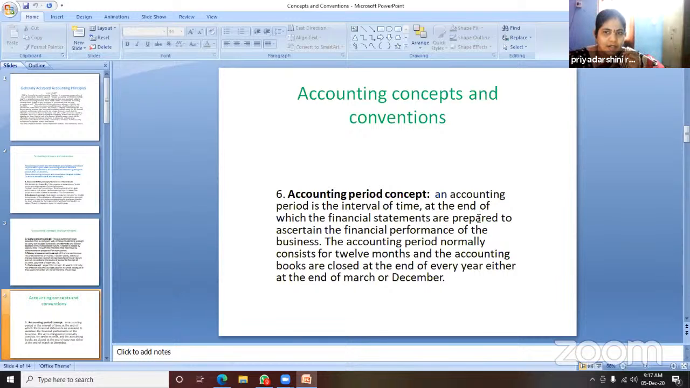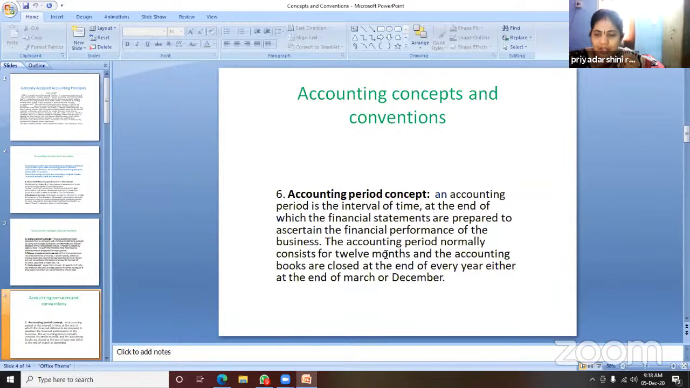For each period, statements are prepared at the end of the period. Usually, the organization follows a financial year or calendar year. The financial year of the business starts from April 1st and ends on 31st March. If they start recording transactions from 1st April, they should close the accounts to know the financial position by the end of 31st March. They have to prepare the final accounts. This is what the accounting period concept is.